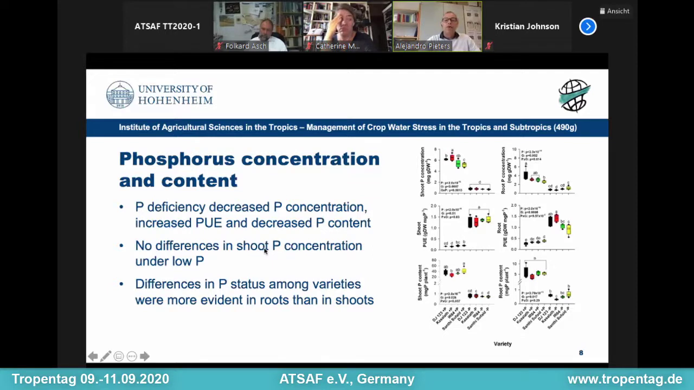No differences in shoot phosphorus concentration were observed on the low phosphate treatment. Differences in phosphorus status among varieties were more evident in roots, because we can see here that in shoots, neither the phosphorus concentration nor phosphate use efficiency were statistically significant among varieties, whereas in the roots, the story is a bit more interesting.